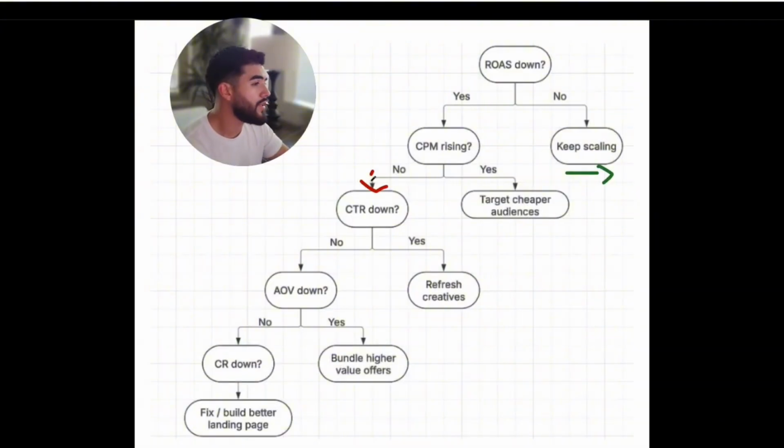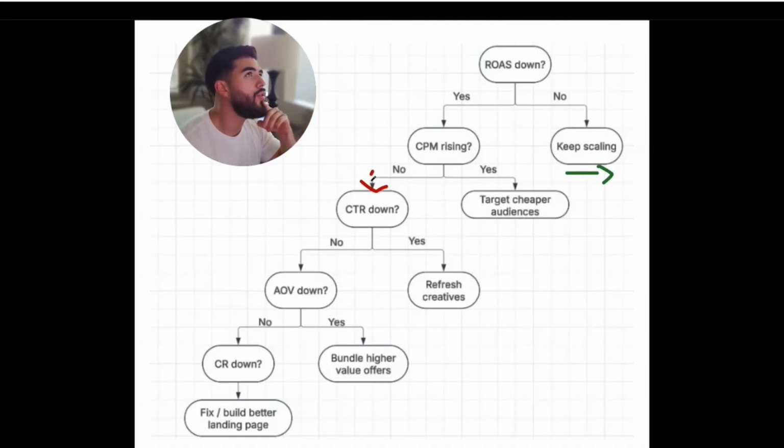If your click-through rate is down, this is the rate at which people are clicking your ads. The average click-through rate on Facebook ads is 0.9%. So if you have a 1% plus click-through rate on Meta, you're actually already above industry standards. But I never like to operate at industry standards. I always try to operate 10 to 20% around my baseline for my ad account.